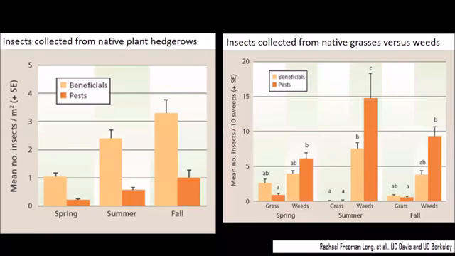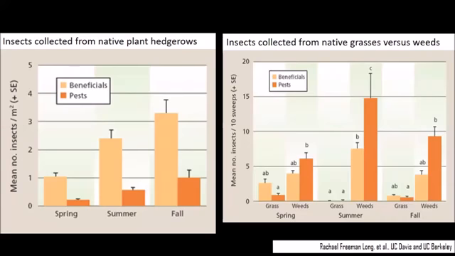And then I also wanted to know, well, what would be the difference between the native plantings and the weeds in terms of pests and beneficials? So that's what's shown on the right. The lighter colored orange is the beneficials and the darker is the pests. So this is showing that on the native grasses, it's about the same with pests and beneficials, but on the weeds, the pests far outweighed the beneficial insects.